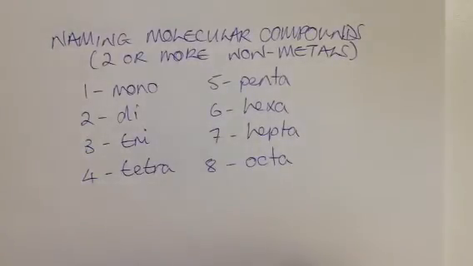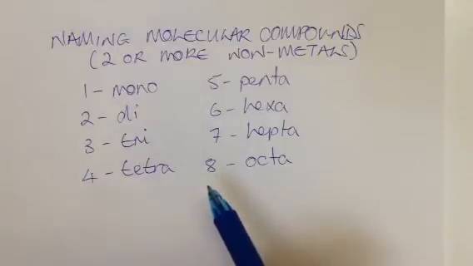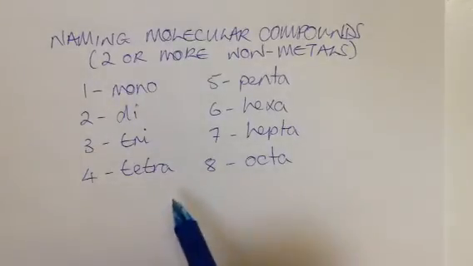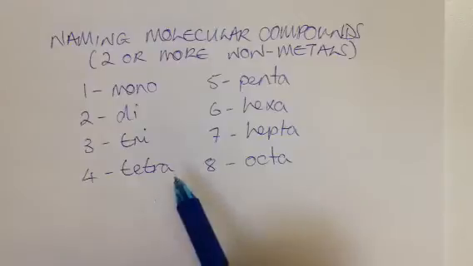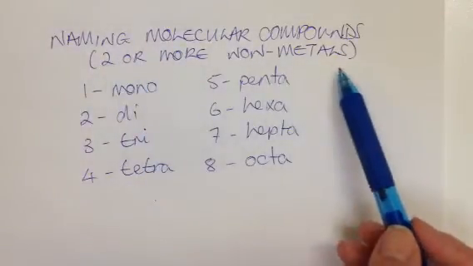Naming molecular compounds uses a series of prefixes. Remember, we don't use prefixes in ionic naming, but we must use them if we're naming molecular compounds, because in a molecular compound, we're not balancing charges. Molecular compounds form from two or more nonmetals.